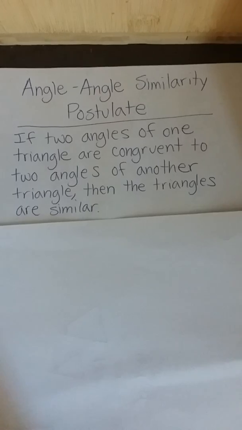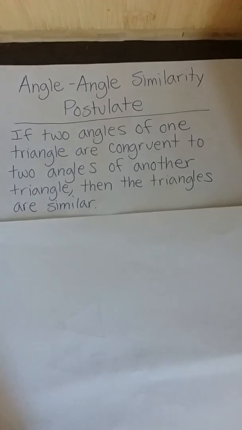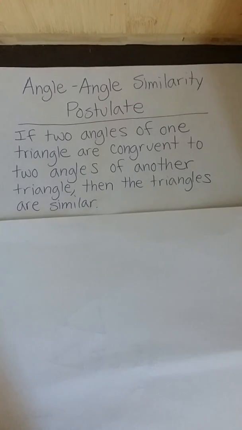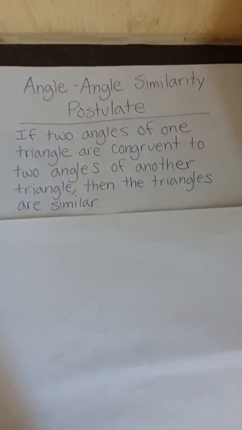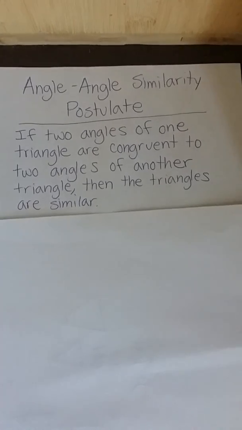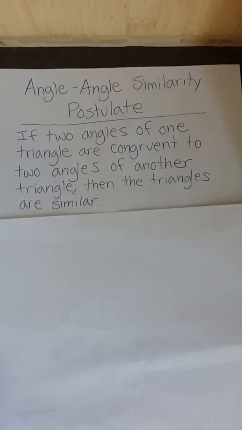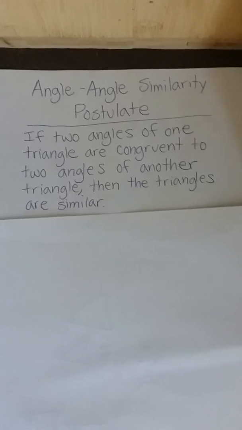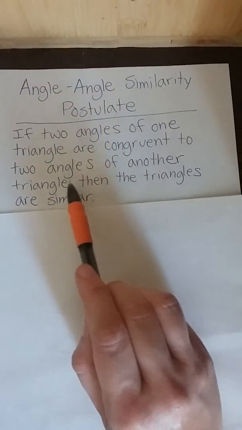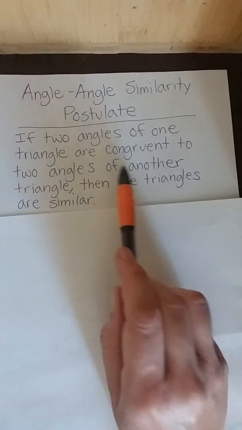Today's learning goal is to use the angle-angle similarity postulate. The angle-angle similarity postulate says, if two angles of one triangle are congruent to two angles of another triangle, then the triangles are similar. This has two key math vocabulary words in it, the word congruent and the word similar.